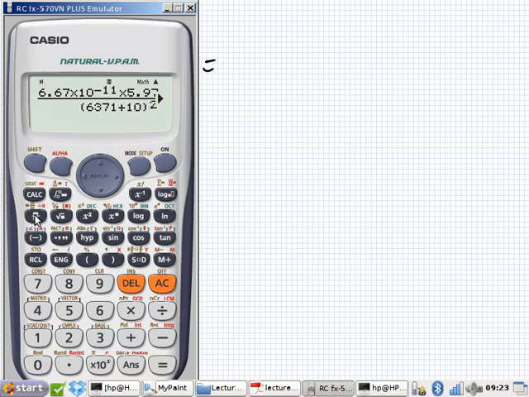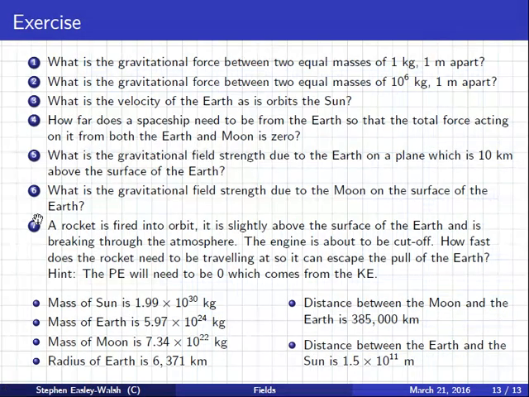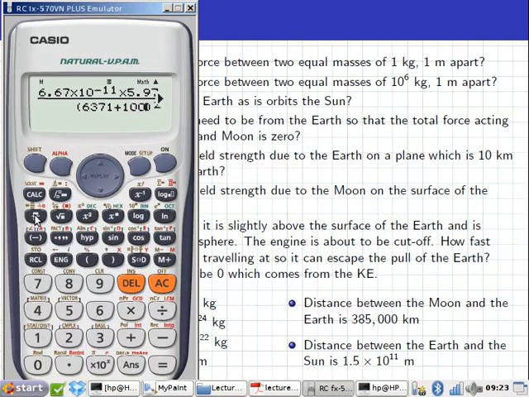So should this be more or less than 9.81? Less. The g on a plane, 10,000, thank you. Not 10 meters. Oh, thank you. Okay. 9.78. Slightly smaller value of g.